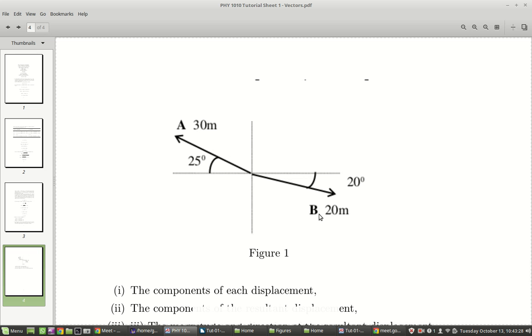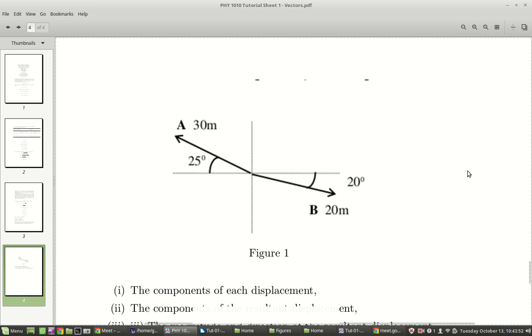Again, in this case, we always measure angles from the positive x-axis and go in an anti-clockwise direction. If you do that, most likely you will not have any problems and things should come out on their own.